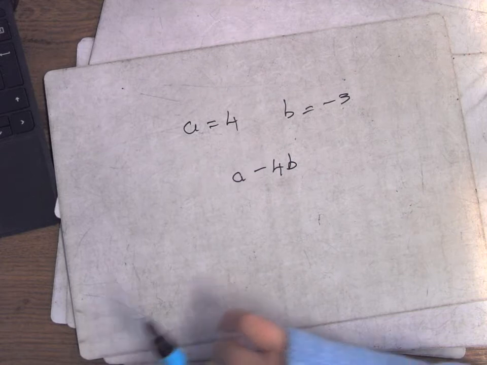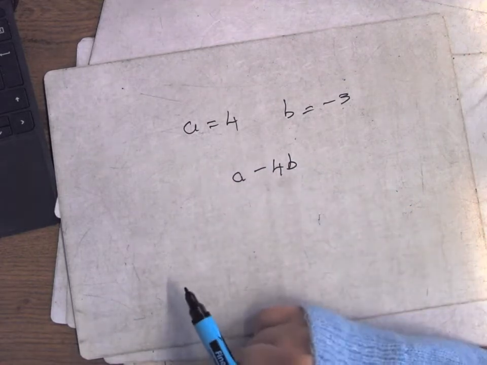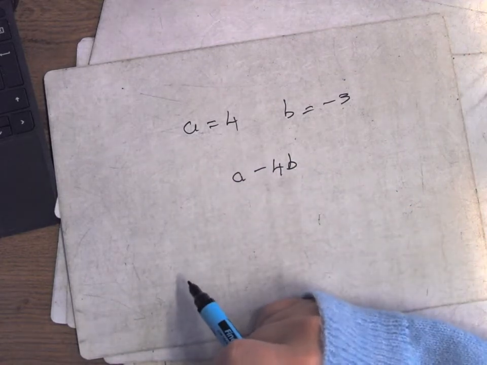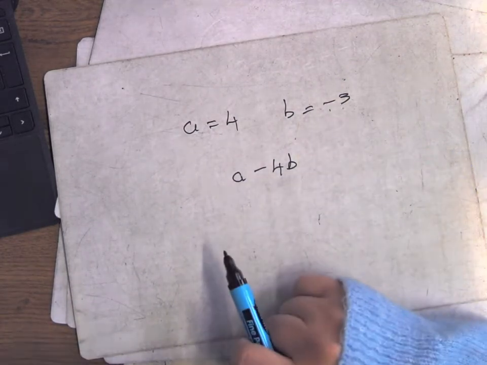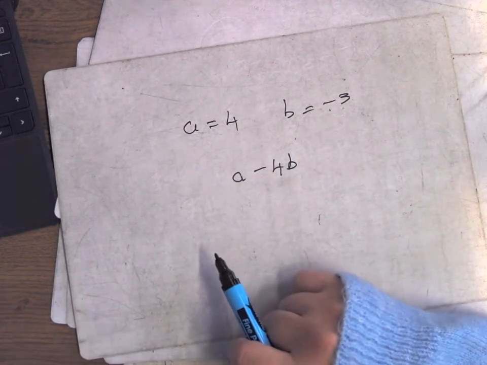Nope, because you put in 3 for B instead of minus 3. You did the exact same thing. You put in 3. B is actually minus 3. You are correct.